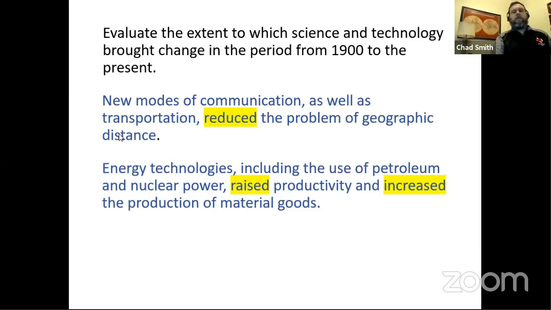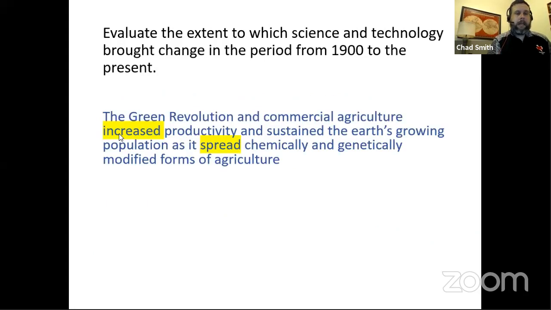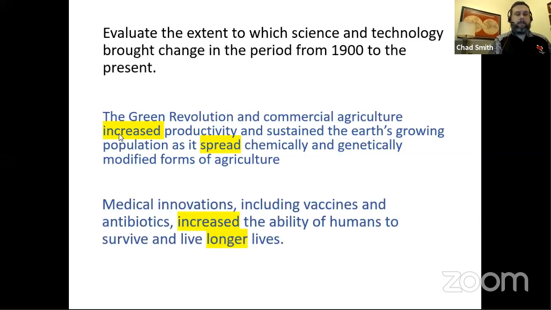Energy technologies, including the use of petroleum and nuclear power, raised productivity and increased the production of material goods. Again, change words that directly respond to the prompt. More effective forms of birth control gave women greater control over fertility and contributed to declining rates of fertility in much of the world. Again, emphasis on the change words, because in order to develop a claim responding to this prompt, my answers must contain a change. The Green Revolution in commercial agriculture increased productivity and sustained the Earth's growing population as it spread chemically and genetically modified forms of agriculture. Medical innovations, including vaccines and antibiotics, increased the ability of humans to survive and live longer lives.